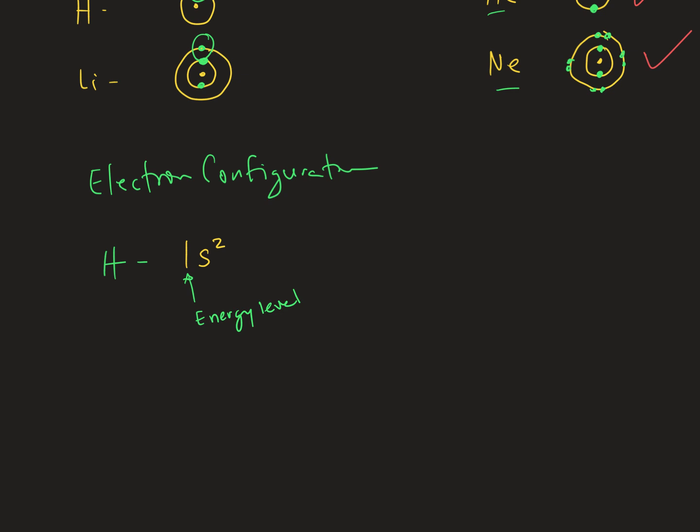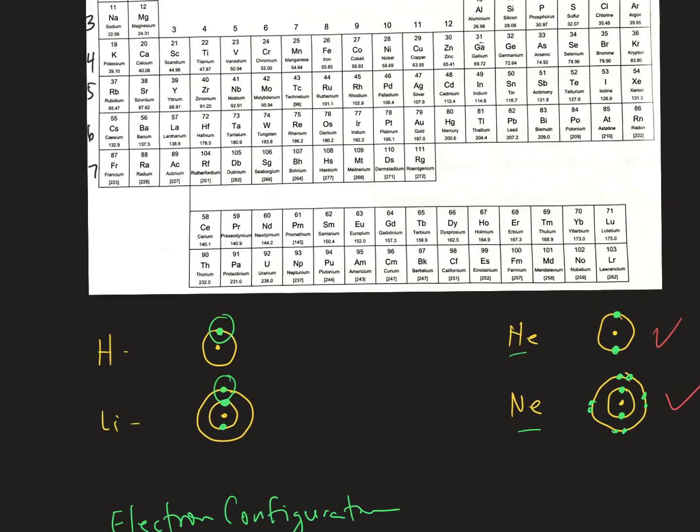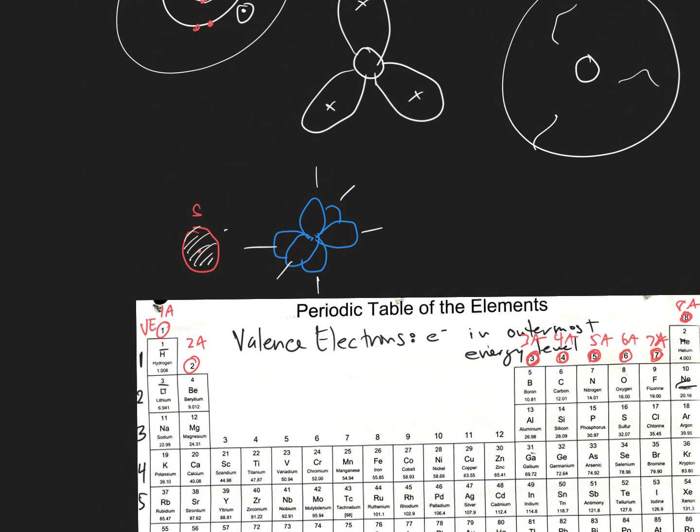This S represents the subshell. What do I mean by subshell? This is the S subshell. That's the shape. And this one over here, this is the P subshell. That's the shape. Okay?